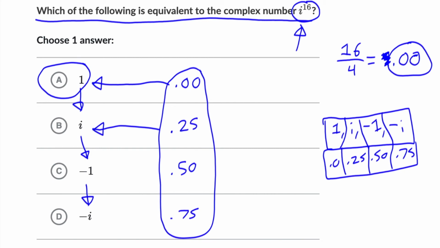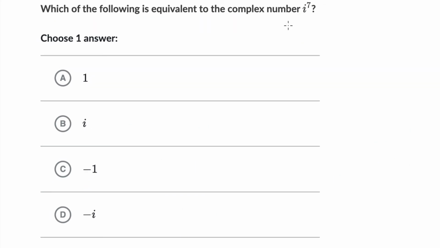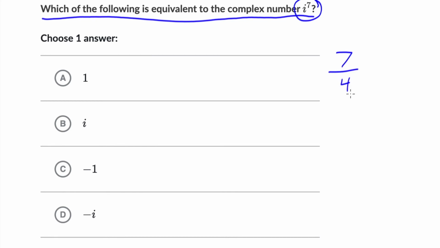Let's go ahead and do problem number 3. Alrighty, we got I to the 7th. You can read all of this. Which of the following is equivalent to the complex number I to the 7th? Let's circle it. I to the 7th, great. Let's divide by 4. So 7 divided by 4, because there's only 4 possibilities. And that's 1.75. Okay, we don't even have to focus on this number here. Let's just get the decimal place, okay? That's a 0.75. The pattern goes 1, I, negative 1, negative I.